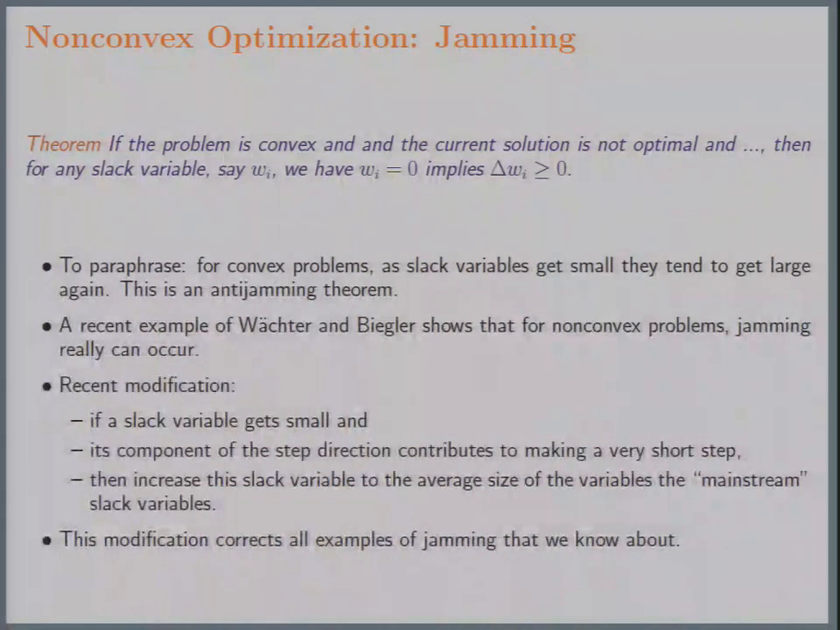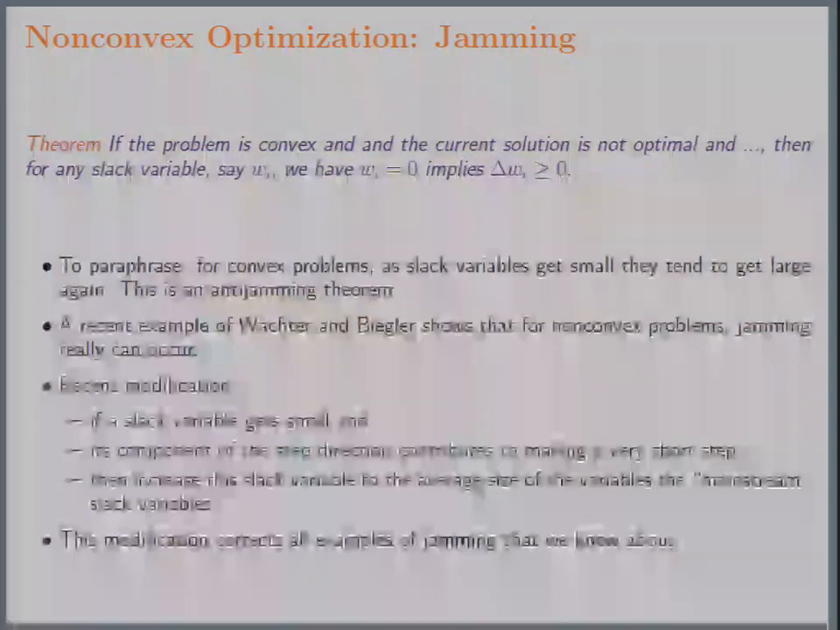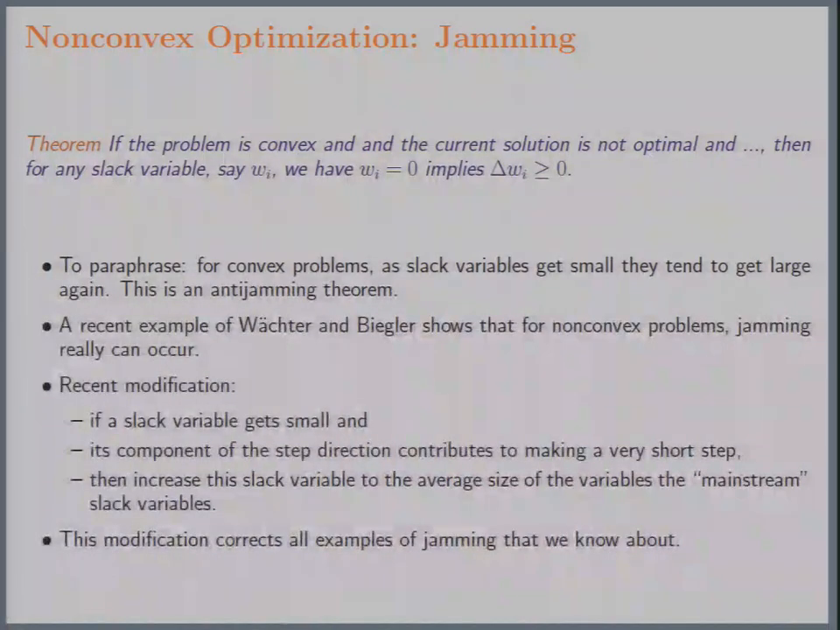So if the problem is convex and the current solution is not optimal, and some other conditions which are technical and I don't feel like saying, then for any slack variable, say w_i, if w_i is equal to 0, then the step direction is greater than or equal to 0. In other words, it's pushing back inwards into the interior. So for convex problems, as slack variables get small, they tend to get large again. This is an anti-jamming theorem.